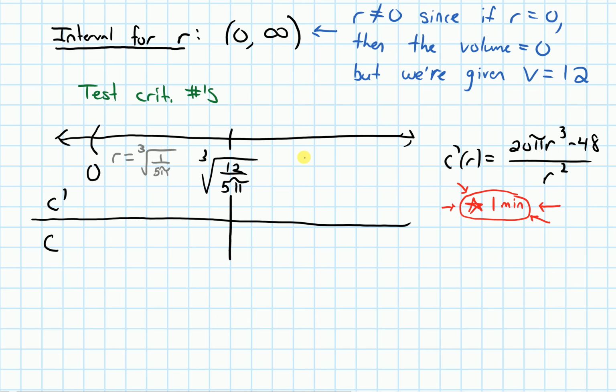I'm going to use that same idea on this side. If I want something larger than it, I'll make the numerator larger. So maybe instead of 12, I'll pick something nice and round, like 20. So I'll do the cube root of 20 over 5 pi. That's how I can get around having to use a calculator for my test points.